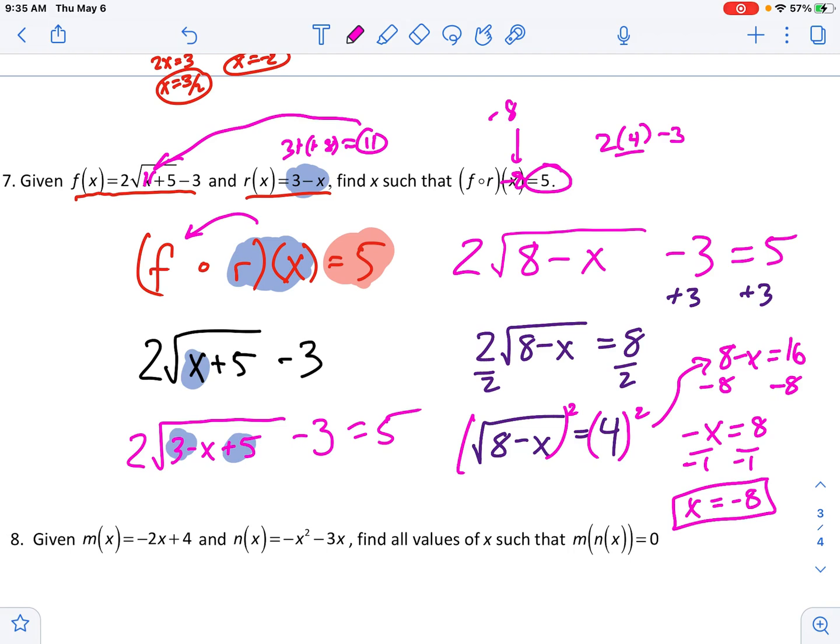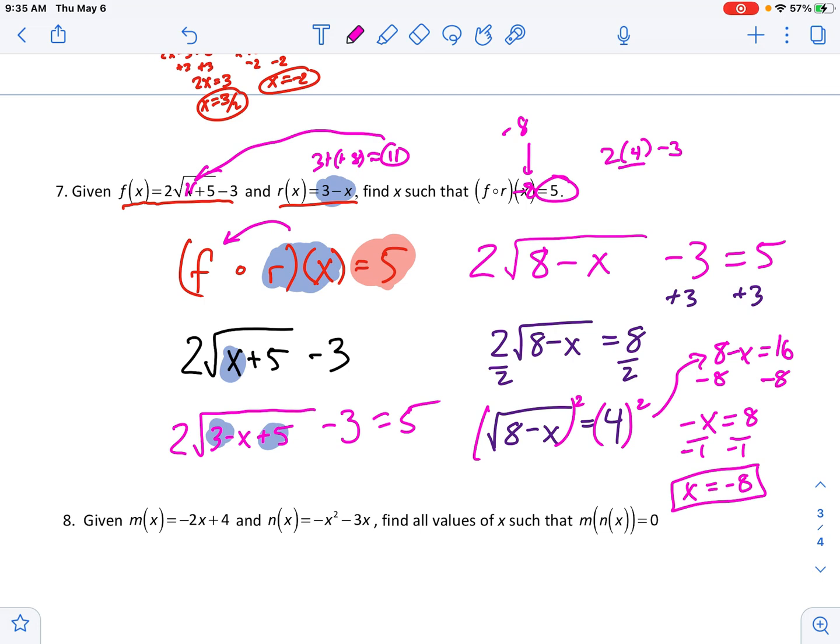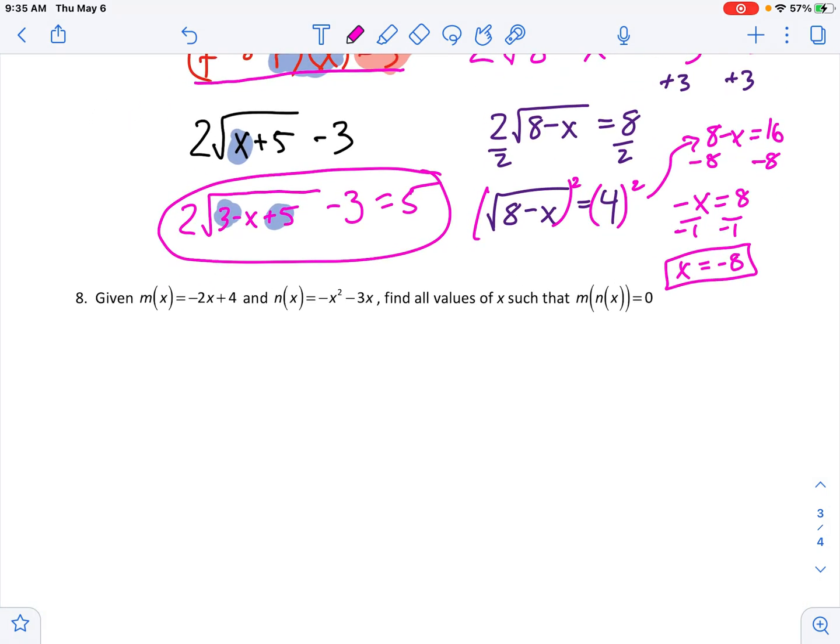You could check your work if you wanted to. Okay? What's new? What's new is setting this equation up by taking your r of x and plugging it in for the f function. That's what's new. Okay? All right, one more of those examples here.